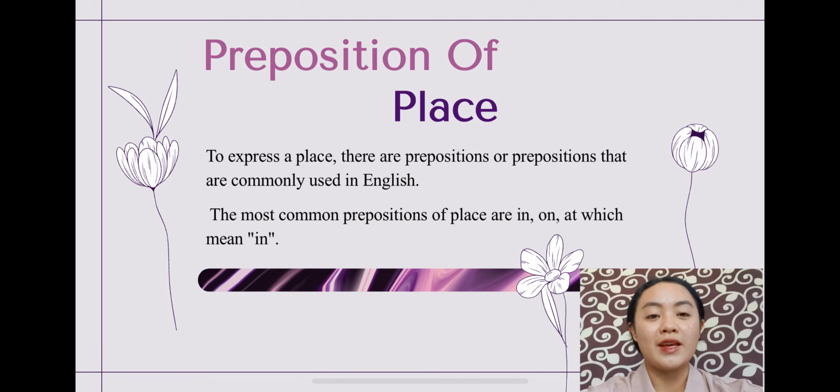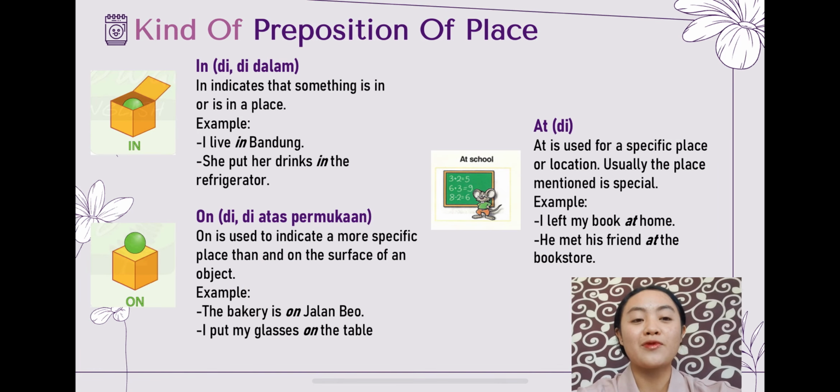To express a place, there are prepositions that are commonly used in English. The most common prepositions of place are in, on, at. Number 1, in. In indicates that something is in a place. Example, number 1, I live in Bandung. Number 2, seafood is in the refrigerator.